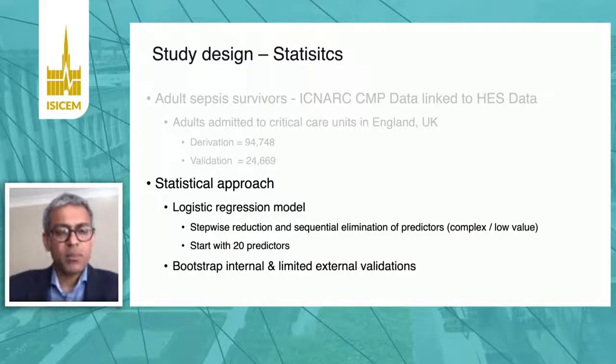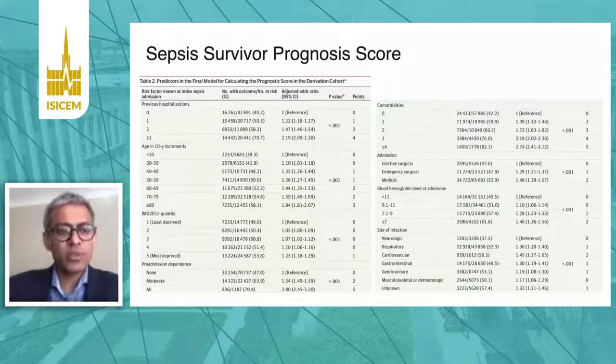So let me introduce you to the sepsis survivor prognosis score. This score consists of 8 variables. Variable 1 is any evidence of previous hospitalization in 365 days or the year before the index sepsis admission. How old are you? The older you are, the greater the risk of unplanned rehospitalization or death in the first year. What is your socioeconomic status, or how deprived is your overall socioeconomic strata? Patients with the greatest level of deprivation have a higher risk. The lower the socioeconomic strata, the greater the risk.